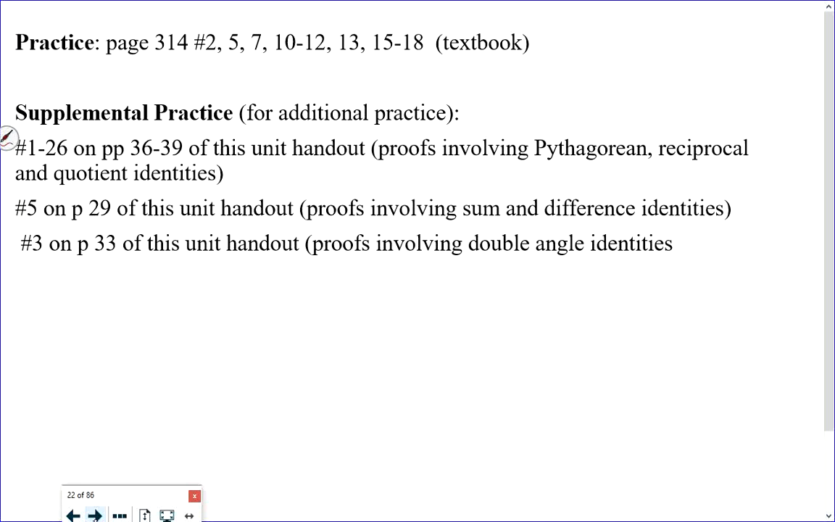You can either work with the textbook questions, and I want you to notice I've changed the numbers in the textbook. The numbers that you have in your handout include non-proofs. I've just changed it to the ones with proofs. Or you can work on pages 36 to 39. There's a whole boatload of trigonometric proofs. Number 5 on page 29 of your handout are proofs that involve sum and difference identities. And number 3 on page 33 involve double angle identities.